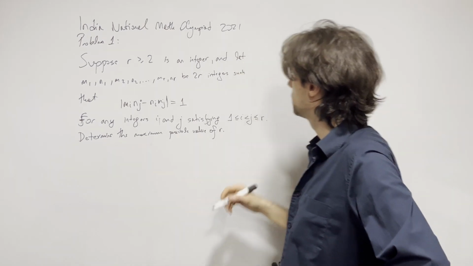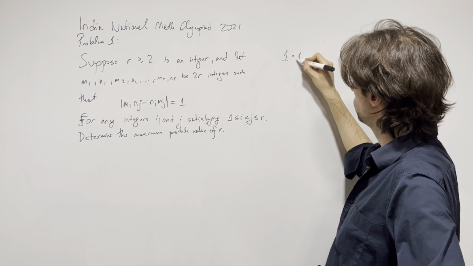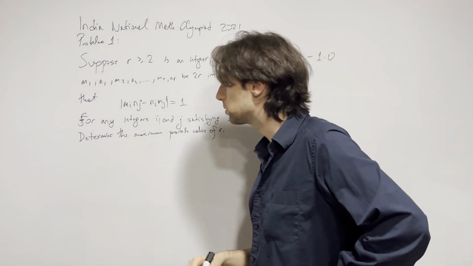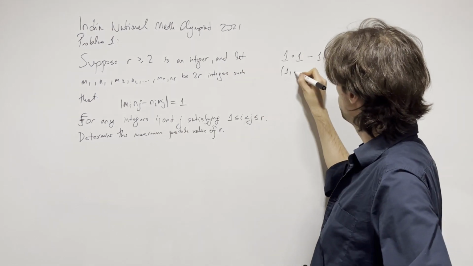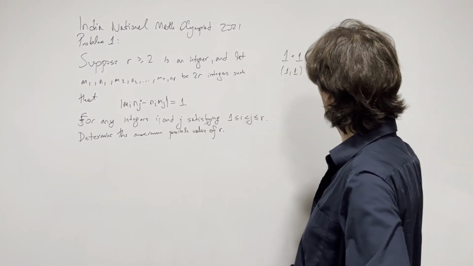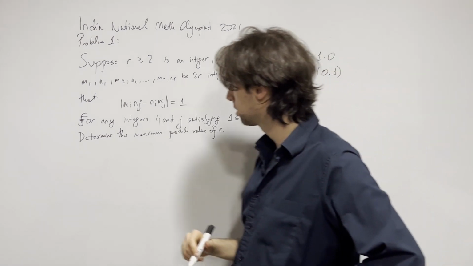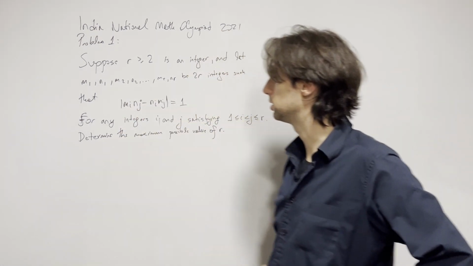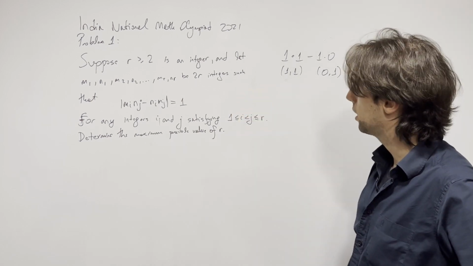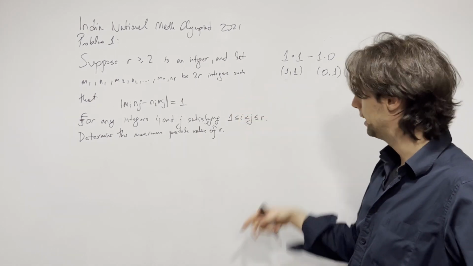For r equals 2, let's see, I can have 1 times 1 minus 1 times 0. So I'll have a pair 1, 1, and a pair 0, 1. And then this is r equals 2. Yay! So let's see, can I add another pair to this?